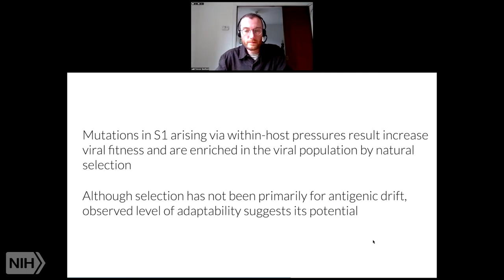And maybe the bigger picture here is that even though we haven't seen very much antigenic drift up to this point, the original vaccine formulated against the Wuhan virus seems to work well against Delta, et cetera. This level of evolvability of the S1 domain suggests to me that once we start putting more selective pressure on the virus for antigenic drift, it will be able to do so, and we'll need to be updating the vaccines on a fairly regular basis as we go forward. And we should at least be prepared for that scenario.